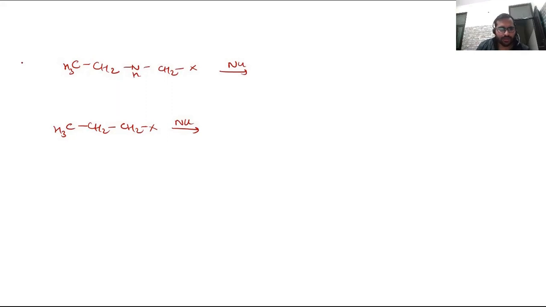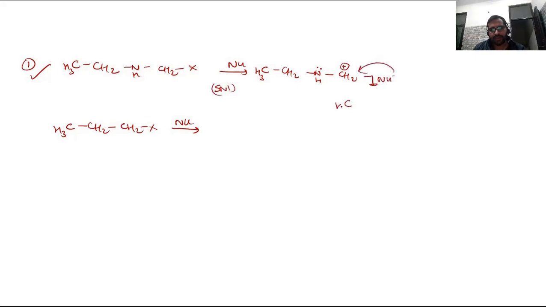See, if I talk about the first reaction and think about the SN1 mechanism, then we will have a carbocation, that is CH2, NH, here we have a lone pair, and CH2 plus, this carbocation. Since this carbocation has a lone pair at the alpha position, this lone pair will stabilize this carbocation or this electron deficient carbon center. That is why this first reaction will undergo via the SN1 mechanism. Now the nucleophile will come and attack here, and we will get CH3, CH2, NH, CH2, nucleophile.